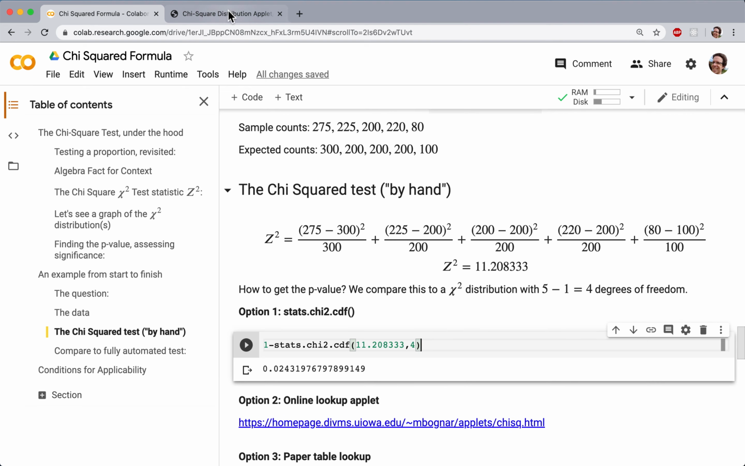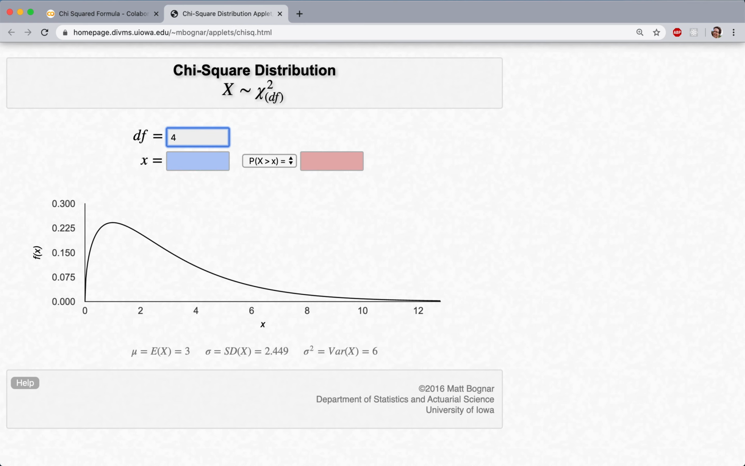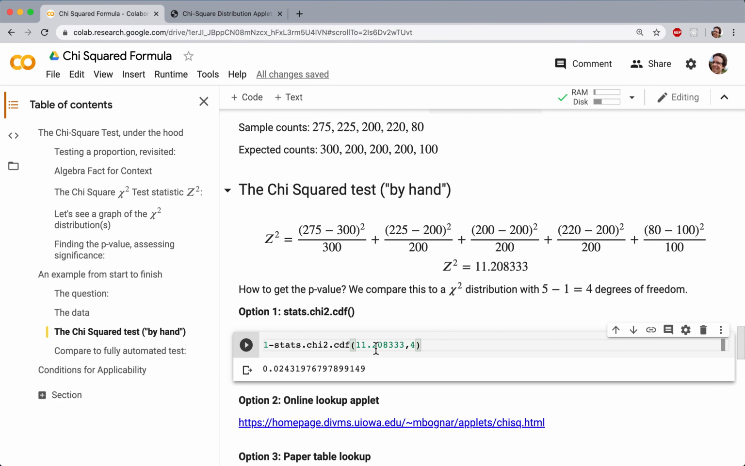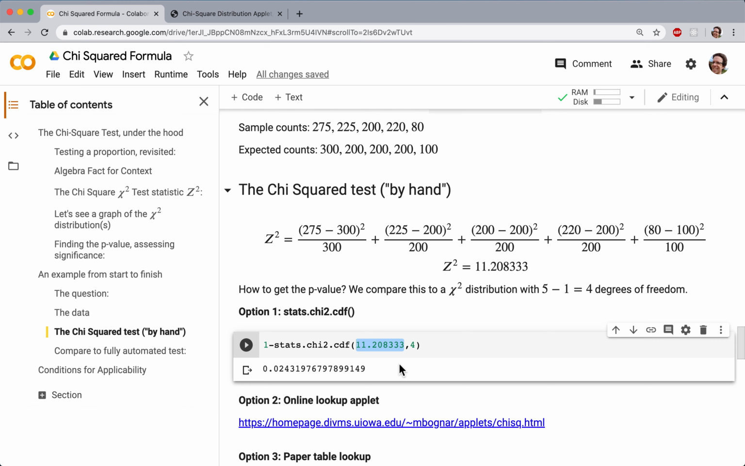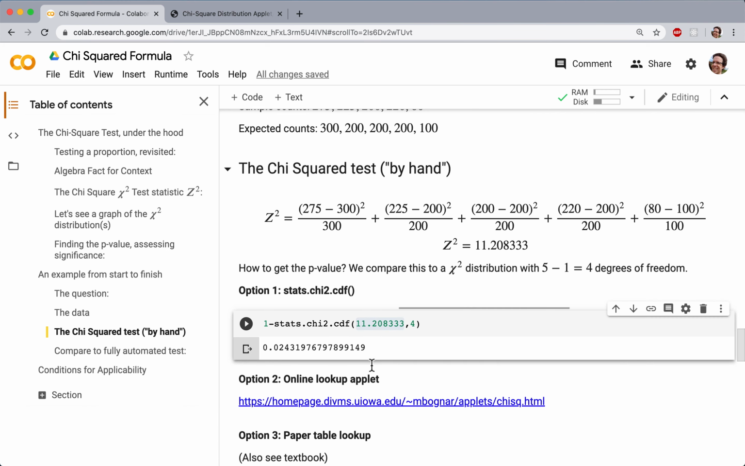We can just follow this applet. If we go into this applet, we need to choose the appropriate degrees of freedom, 4, and we need to plug in the test statistic, which is this 11.2 value, and we get a p-value of 0.02. Notice that if we calculate the left tail, we get 0.97, but if we subtract that from 1, we get the right tail, 0.02. So basically, the CDF function is calculating this, and the subtraction from 1 corresponds to flipping it around and asking for the other portion. This gives us the p-value of 0.024, which is consistent with the p-value that we got here. So that's another perfectly good way to do it.